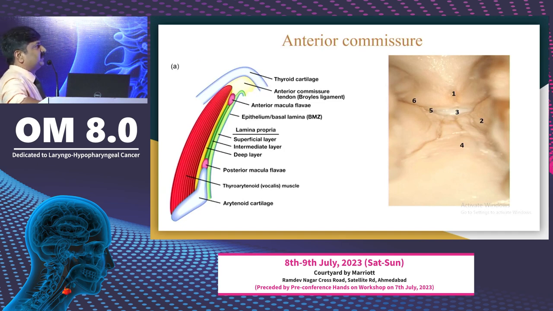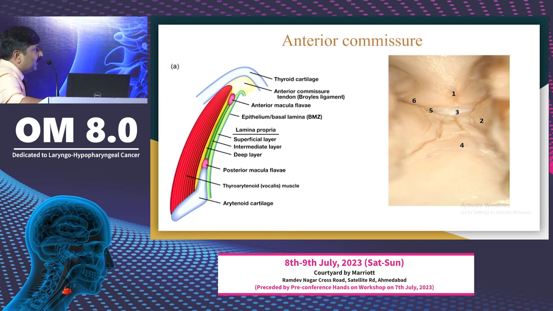Now anterior commissure. Anterior commissure is the most debated topic in the entire larynx. It is not a point structure, but a three-dimensional structure. Its anterior wall is ventrally formed by the intermediate lamina of thyroid cartilage. Then dorsally it is formed by three-layer insertion of vocal cords, Broyles ligament and conus elasticus.